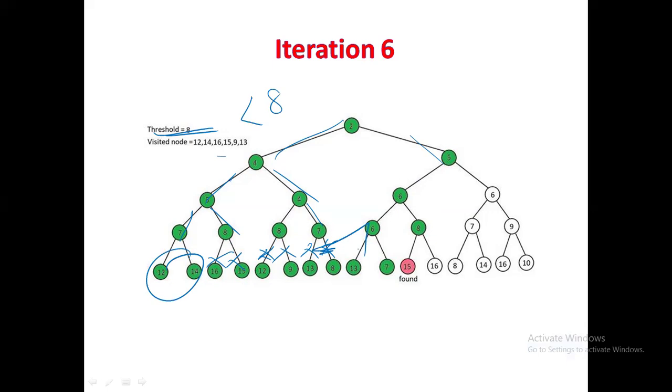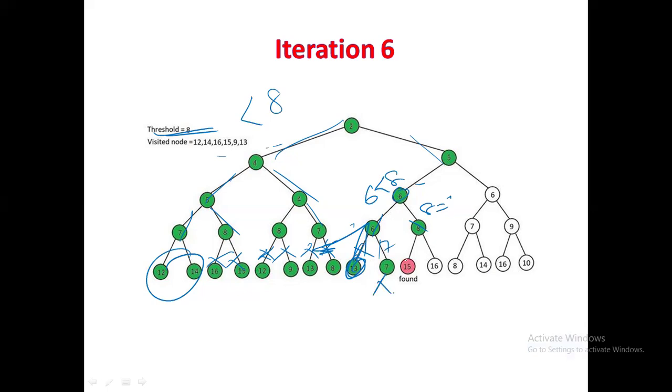This will be considered. And finally what will happen is, here 6 and 6, 6 is less than 8, and 8 is equal to 8. This will be pruned, and this will be expanded and explored, and this will be pruned, and this will be kept, but there are no children for this.